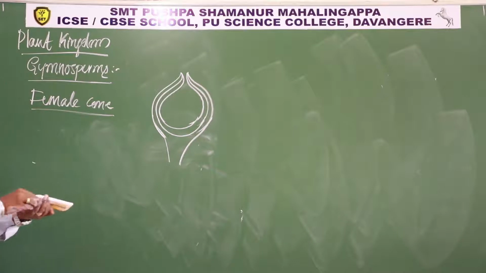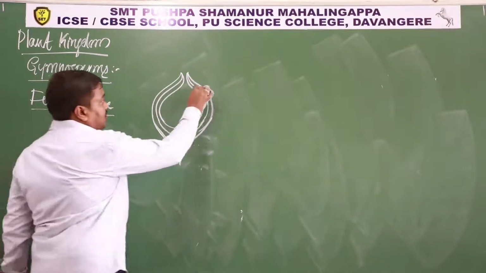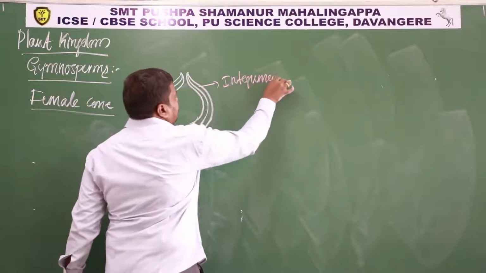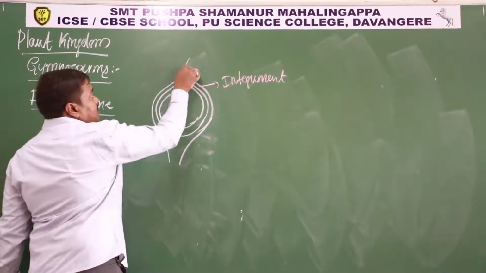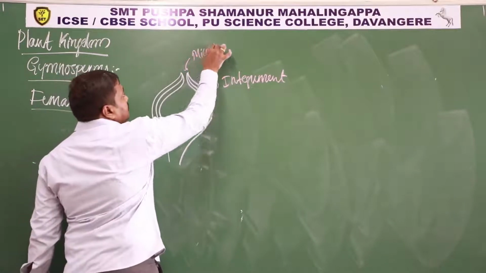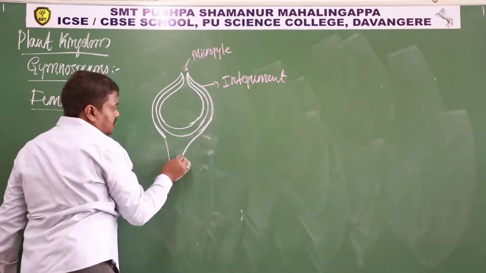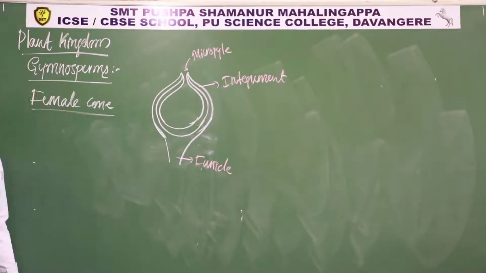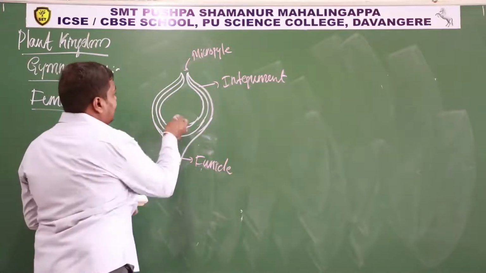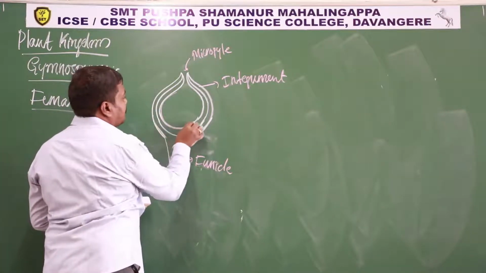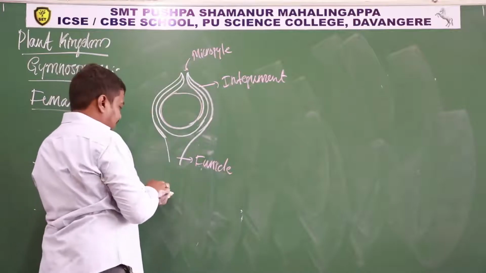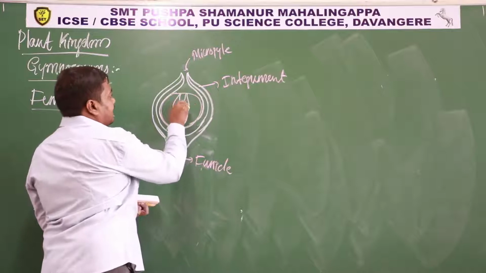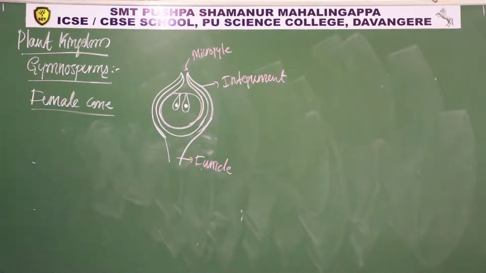Okay, so it has the protective layers called integument. We call this integument. There is a small opening called micropyle, and this is the stalk called funicle. Okay, so inside it consists of a mass of cells. Then 2 or more archegonia it has. So these are archegonia.